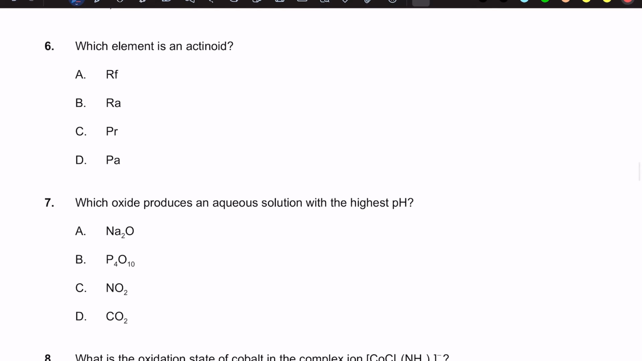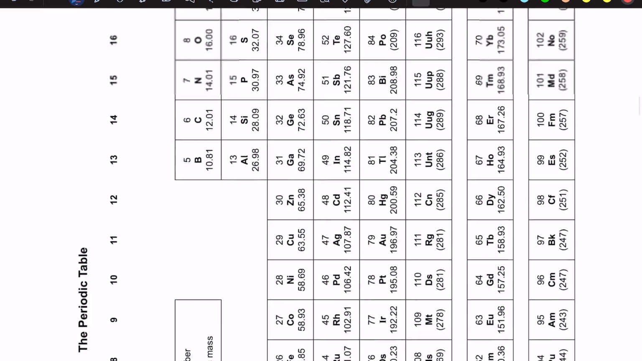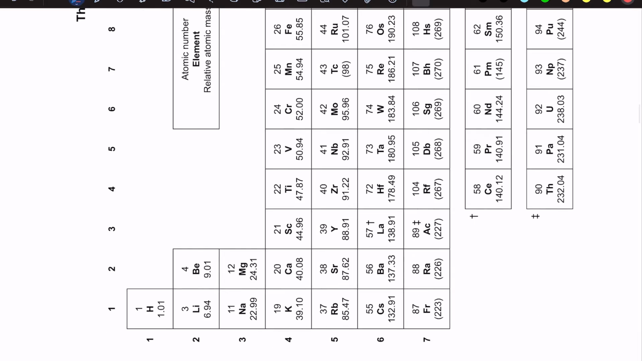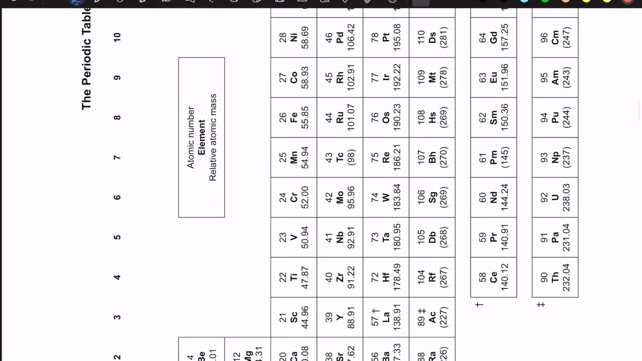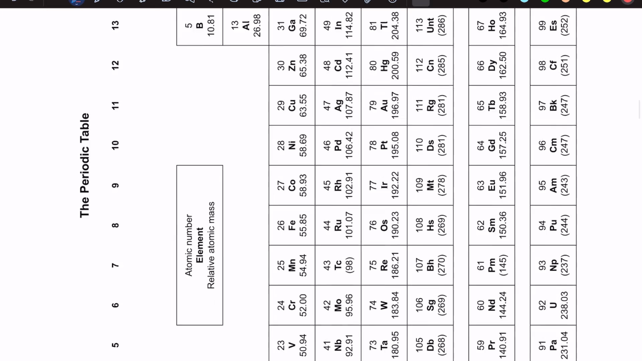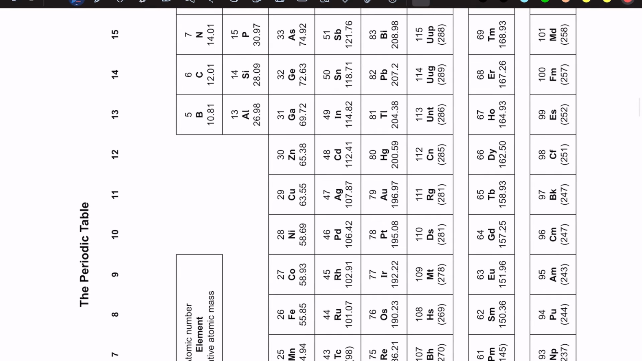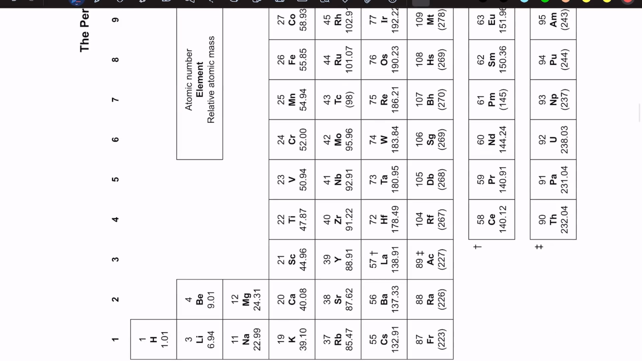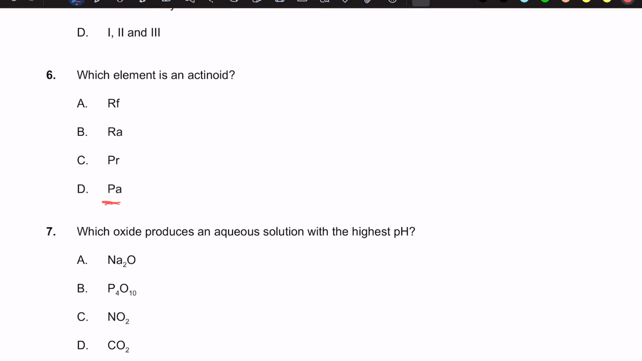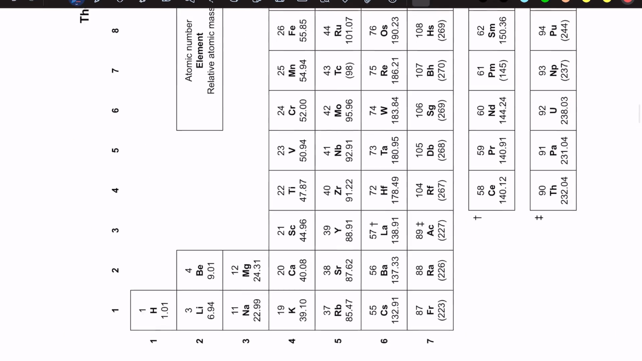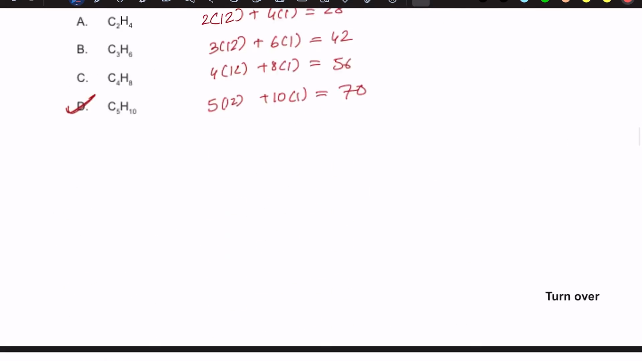Moving on to question 6, we have to find which element is an actinoid. To find an actinoid, we have to move to the periodic table given in the data booklet. So this is our data booklet. Now the bottom two series: the bottom one is our actinoid series, the top one is the lanthanide series, right? So here, if you look, we have these elements here. Now we'll just have to check. Yeah, I think this Pa is an actinoid. Let me just go here. So yeah, here you see Pa, right? So hence, your answer will be option D.